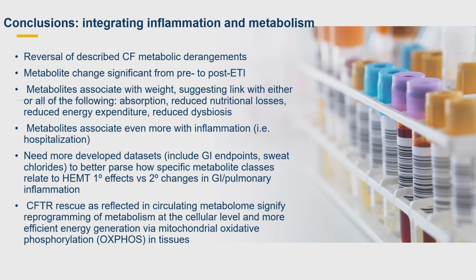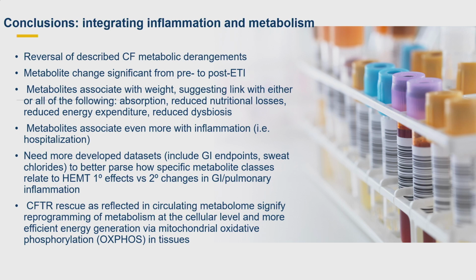And I think this is the kind of study that we could do elegantly with more developed datasets, when we actually have GI endpoints, GI inflammation, microbiome, and sweat chloride, so that we can start to see what seems to be a primary effect of the drug versus secondary, related to downstream changes in GI and lung inflammation.